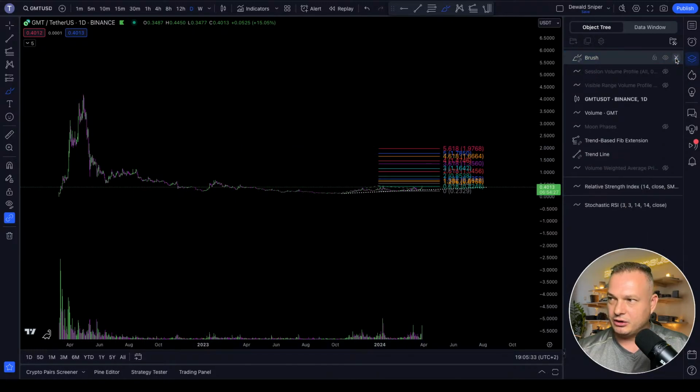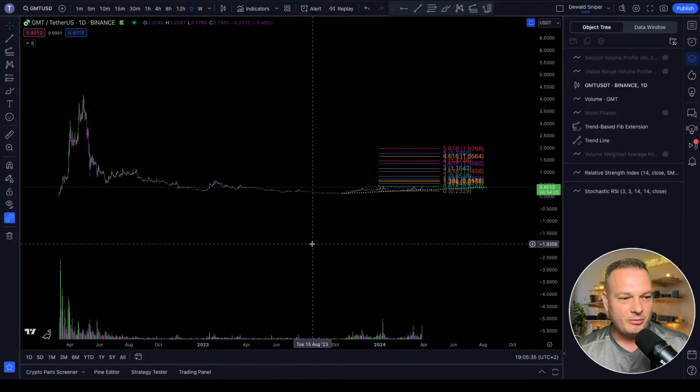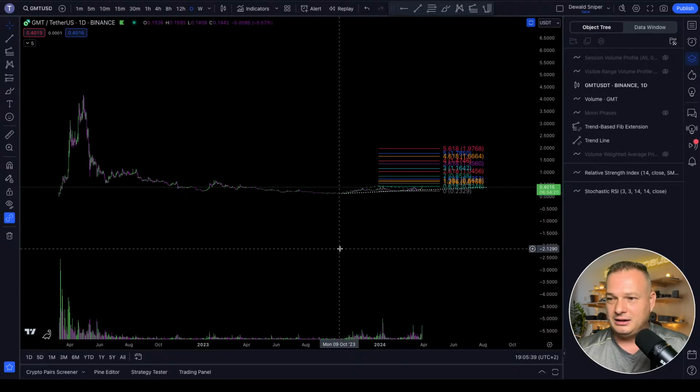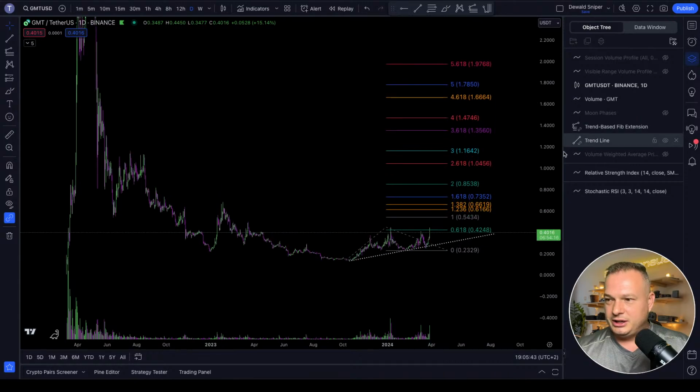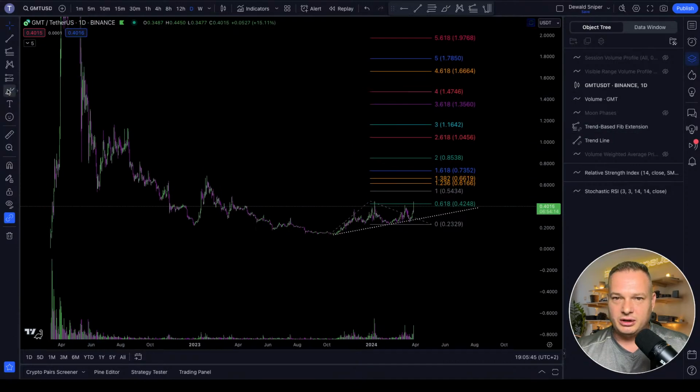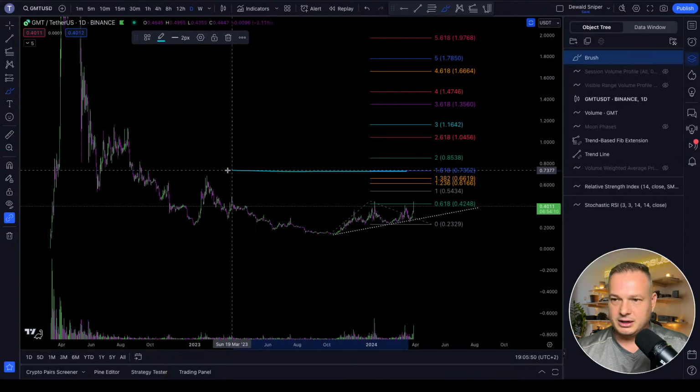Okay, so that is coin number one. Let me know in the comments if you guys do like GMT, if you're familiar with it, and I really like it. Cool. What's also interesting to me is that the 618 levels correspond with resistances to the upside.